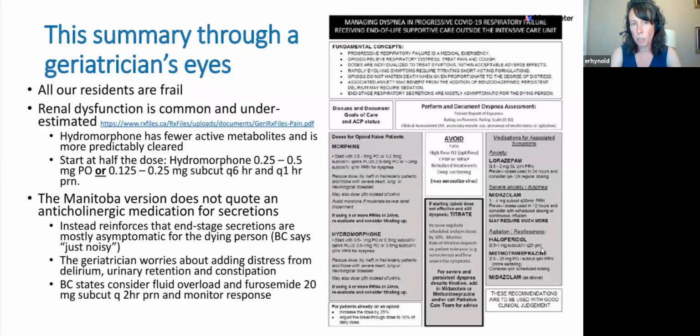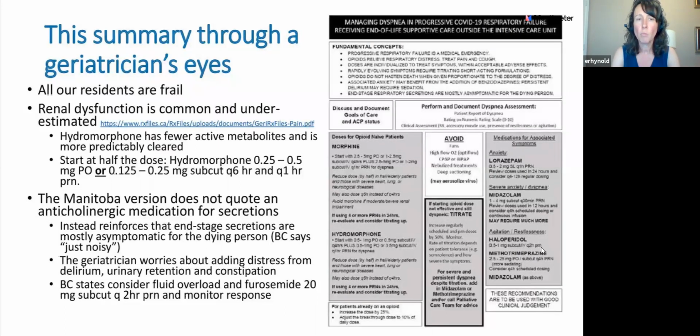The Manitoba version of this summary does not have the anticholinergic medications for secretions. The BC and Ontario ones do. And I think that's why they specifically say that end-stage respiratory secretions are mostly asymptomatic for the dying person. It's emphasized in the British Columbia version as well, that they say it's, quote, "just noisy," which is hard for families and people who are providing the care.